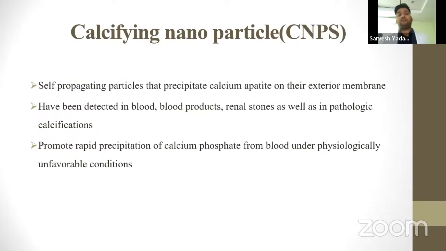Calcifying nanoparticles. Calcifying nanoparticles are self-propagating particles that precipitate calcium apatite on their exterior membrane. They have been detected in blood products, renal stones, as well as in pathological calcifications. They promote rapid precipitation of calcium phosphate from the blood under physiologically unfavorable conditions.